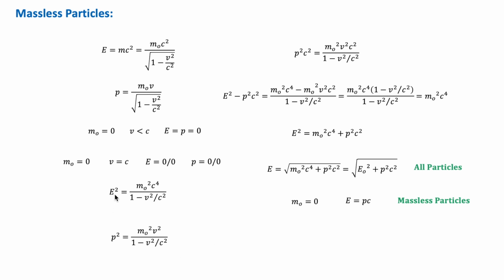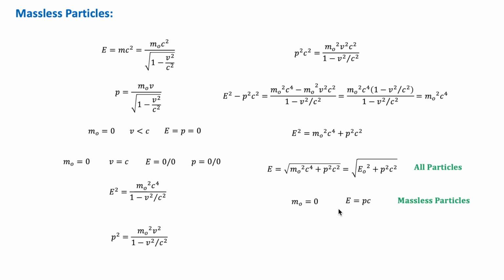So squaring E and squaring p and multiplying it by c squared and subtracting this from E squared, we get E squared is equal to m naught squared c to the power 4 plus p squared c squared. And so the total energy is equal to the square root of m naught squared c to the power 4 plus p squared c squared, and this is valid for all particles. And for massless particles, E is equal to pc. And so this is another condition for a massless particle, okay?